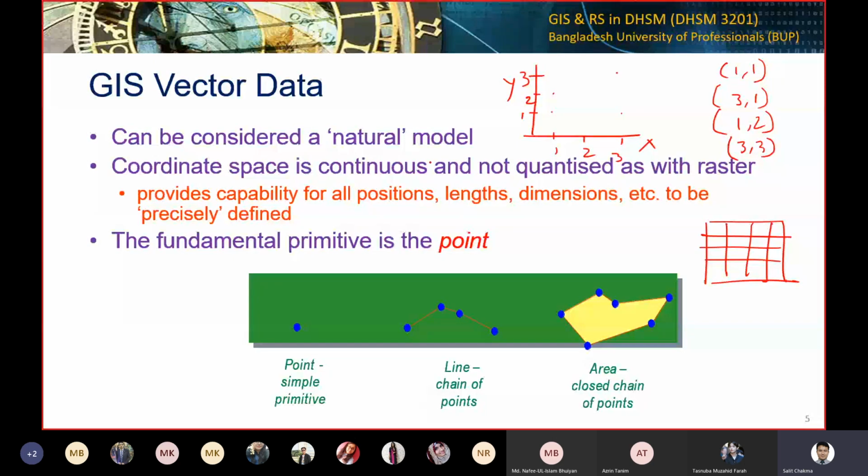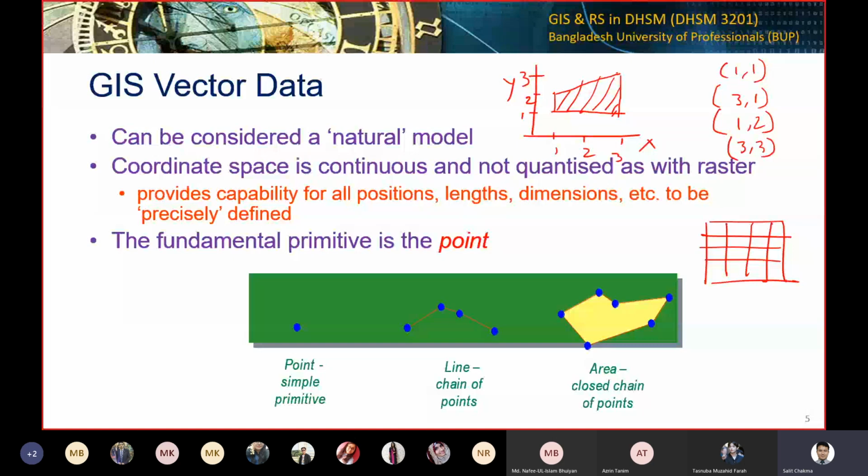So what do we do now? We match the values of our points. So 1, 1 will go in this location. Okay, 3, 1 will go at this position, and 1, 2 matches this point of the coordinate space, and 3, 3 matches this point. So now we can simply connect them. I connect them, and they became my polygon. Okay, so that's how vector works.